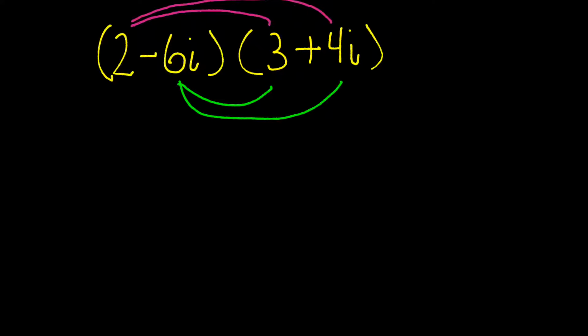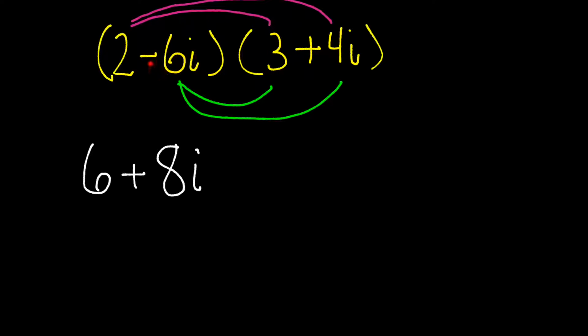So, let's begin. I'm going to start off with 2 times 3, which is just 6. Plus, now I've got 2 times 4i. We're just going to multiply the 2 and the 4, which will give us 8. And since the 2 does not have an imaginary term with it, the i just gets brought along, so I have 8i. I'm halfway done now.